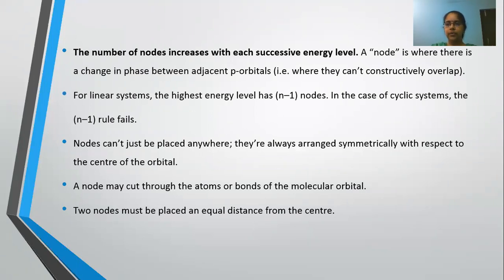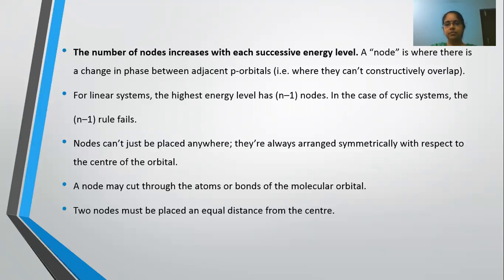A node is a place where there is zero electron density, or where there is a change in phase between the adjacent p orbitals. That means where they can't overlap constructively. And for linear systems, the highest energy molecular orbital has n minus 1 nodes, where n represents the number of atoms in the molecule. So for linear systems, the highest energy level has n minus 1 nodes.